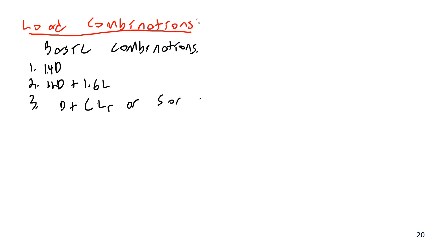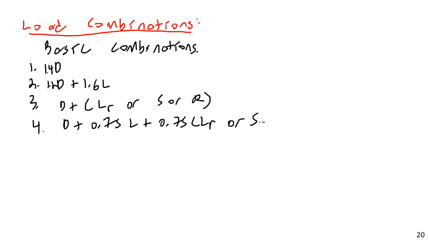Or S or R. So you have to design for the dead. So here, this would be a case of critical live load. This would be a case where you have dead plus one of either roof live load, snow, or rain. Again, you pick one, or actually check for all of them. Number 4, you might have D plus 0.75 L plus 0.75 LR or R, or snow or rain.